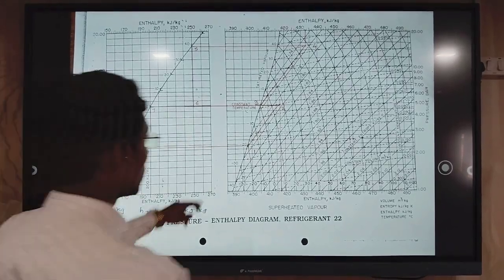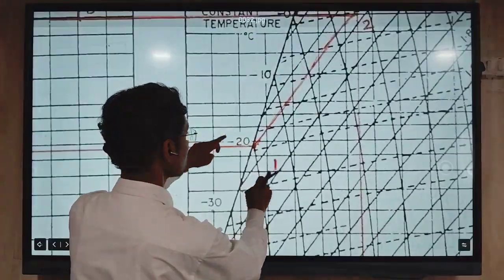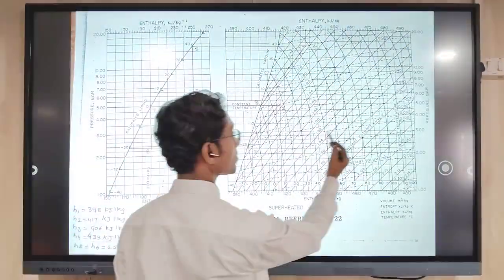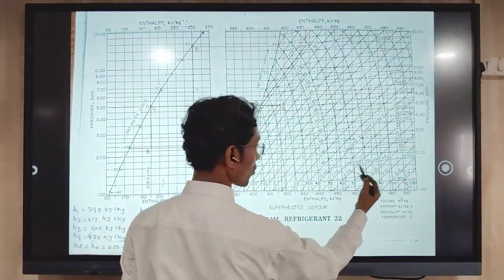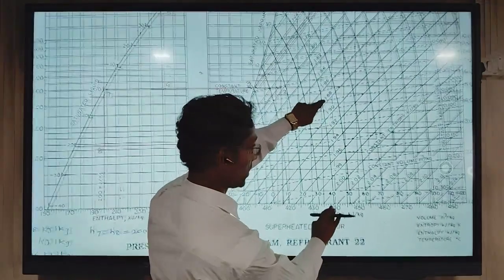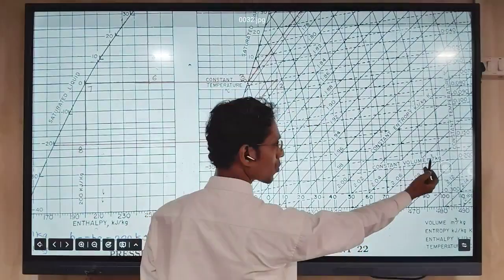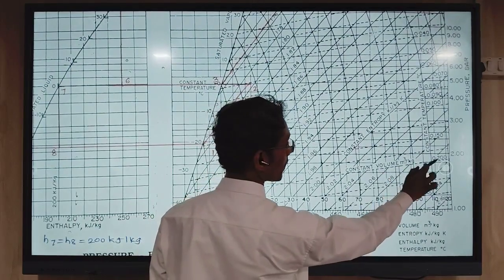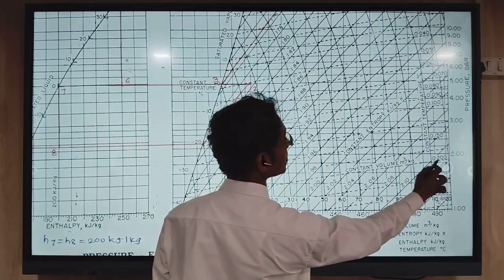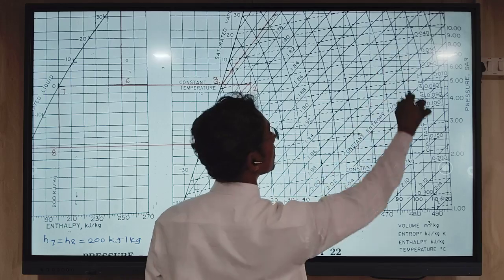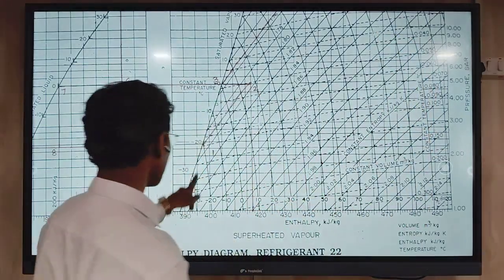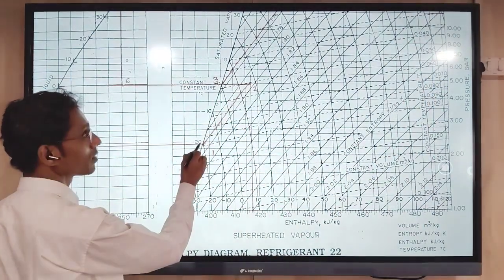Here you can see point number 1. On the chart, these dotted lines are constant volume lines. Here it is written constant volume, meter cube per kg, and their values are given here, 0.2, like this. In this way, on the upper side, these values are given. So here we are concerned with point number 1.